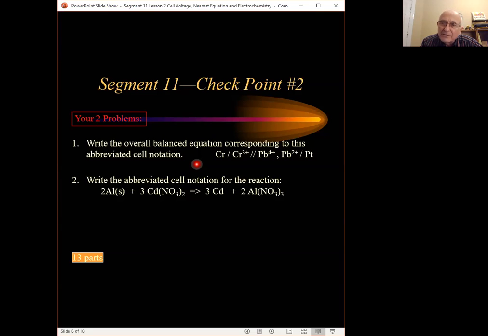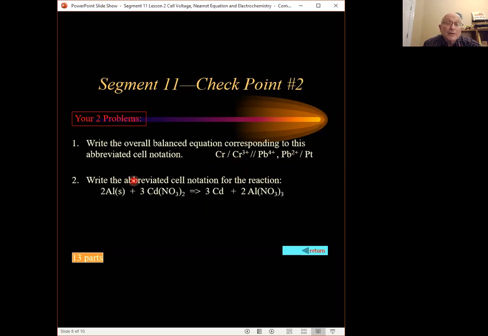Absolutely not. It generates a voltage because you have chromium in contact with 1 molar chromium ion and lead 4 in contact with lead plus 2, each at 1 molar activity or concentration. So multiplying through that equation doesn't change the voltage. The voltage is the potential difference between chromium and chromium plus 3 at 1 molar. That's what that means. So be careful.